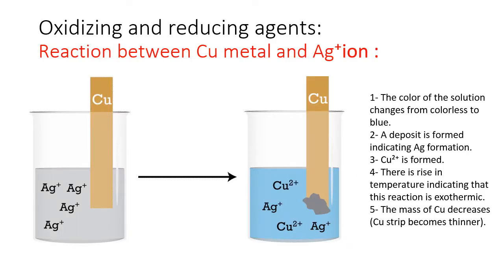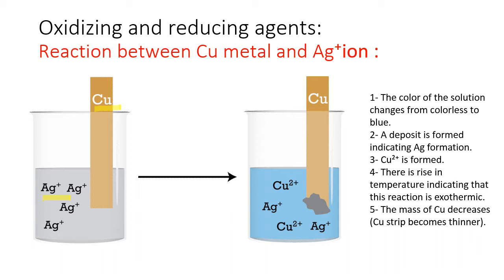The oxidizing and reducing agents. This is a reaction between Cu metal and Ag+ ion. We have a Cu strip embedded in the Ag+ ion beaker. This is the Cu strip and these are the Ag+ ions present in the beaker. After a certain time, a reaction occurs between Cu and Ag+, because there are changes that occur. Upon change, we know that a reaction has occurred.